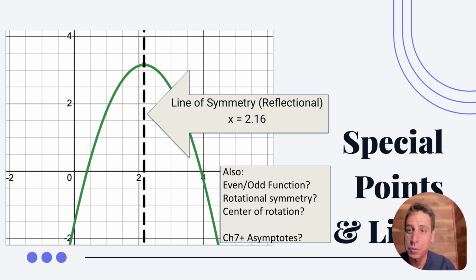If this line of symmetry were at x equals 0 along the y-axis, I would say that it is an even function. But because it's shifted off to the right, it no longer has even functionality. You can also ask, does it have rotational symmetry, and what would the center of rotation be? And if you're thinking about this after chapter 7, remember you have to report any asymptotes, and in chapter 7 I'll explain what those are.